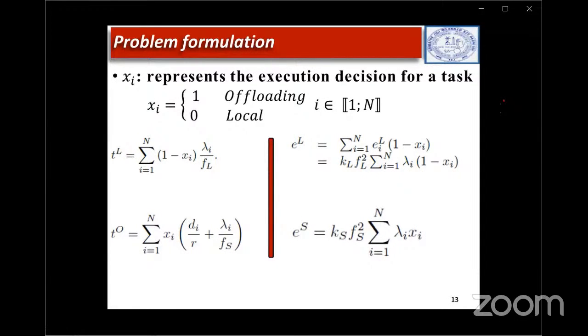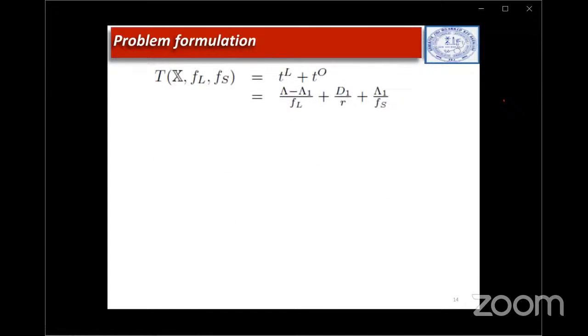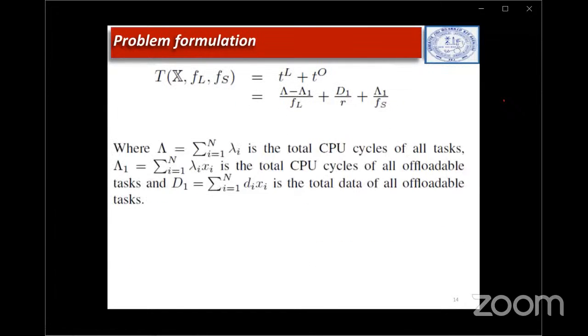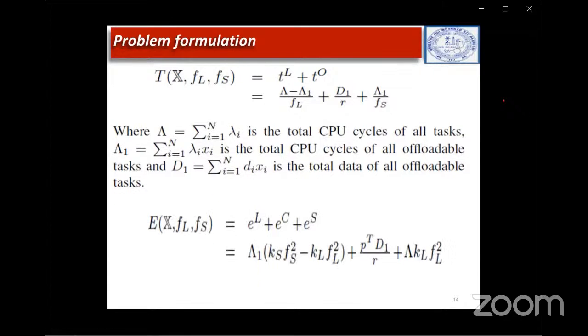The execution energy for all the offloaded tasks is AS. The final energy consumption is obtained as AL plus AS plus AC. The final processing time is obtained as TL plus TO.